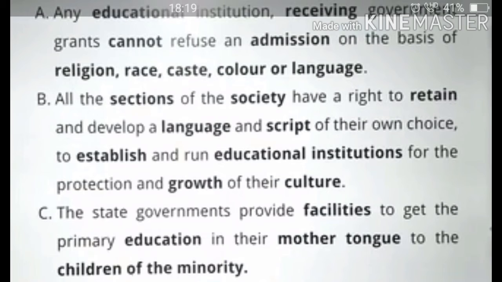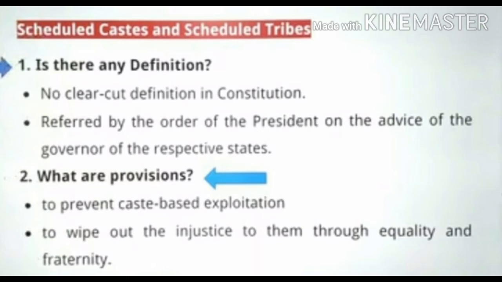All the sections of the society have a right to retain and develop a language and script of their own choice, to establish and run educational institutions for the protection and growth of their culture. The state governments provide facilities to get primary education in their mother tongue to the children of the minority, scheduled caste and scheduled tribe. The Indian Constitution does not give a clear-cut definition of scheduled caste and scheduled tribes. This has been specially referred to by the order of the President on the advice of the governor of the respective states. So, what are the provisions?